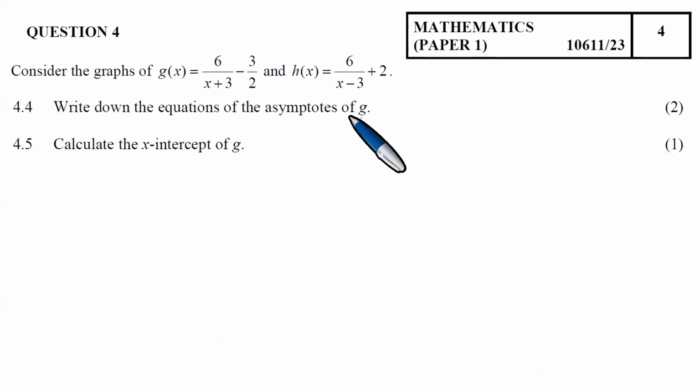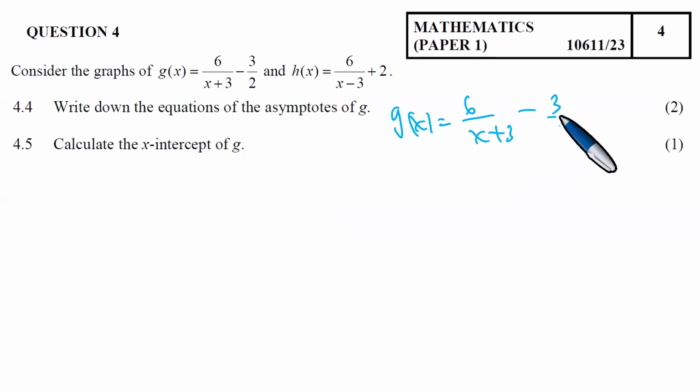Write down the equations of the asymptotes of g. If g of x is 6 over x plus 3, minus 3 over 2, what are the asymptotes of this g? Nombuso? Anyone? What are the asymptotes of that graph there?